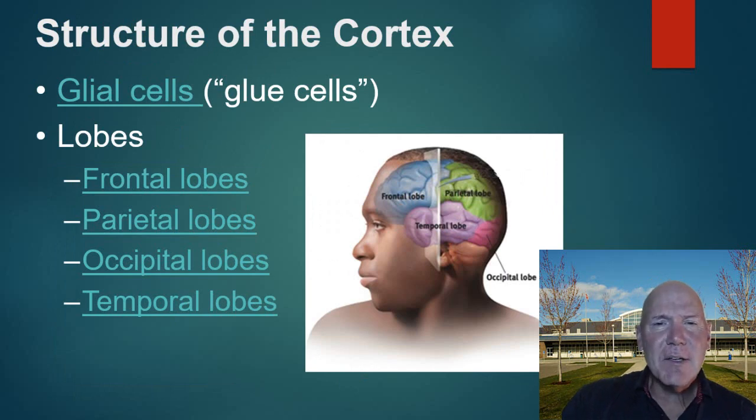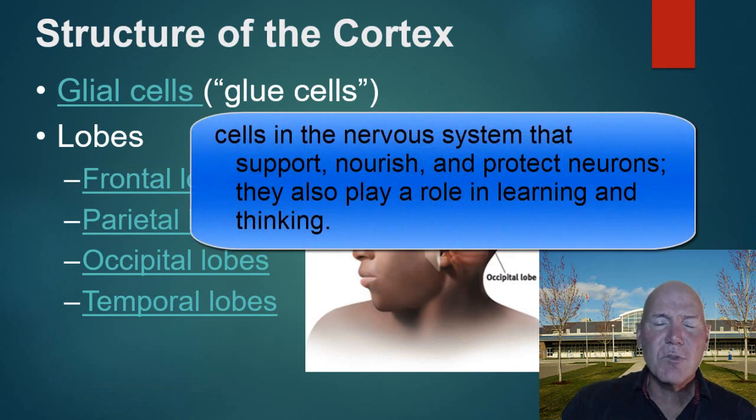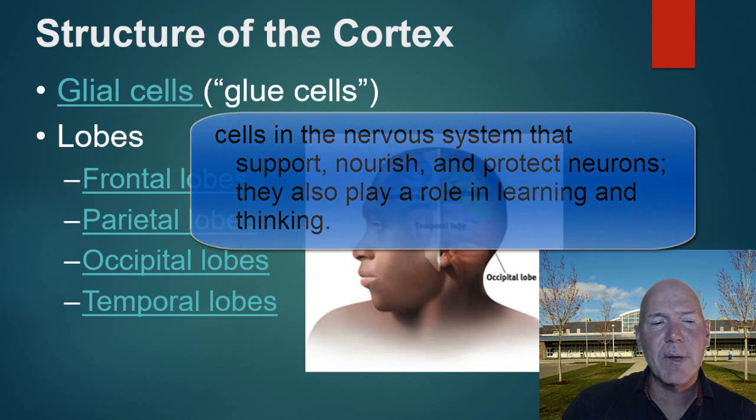We have glial cells. We've mentioned them before. There's Schwann cells, there's astrocytes, and so on. They myelinate your neurons. We call them glue cells because they give your brain kind of structure. They're the white matter as opposed to the gray matter.